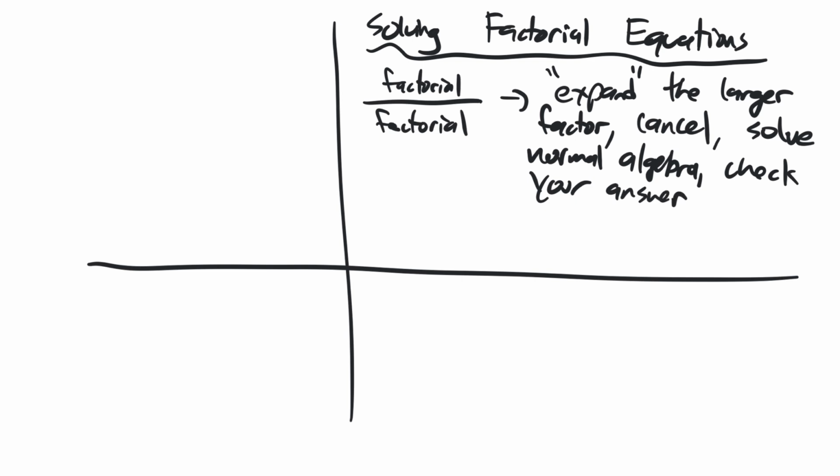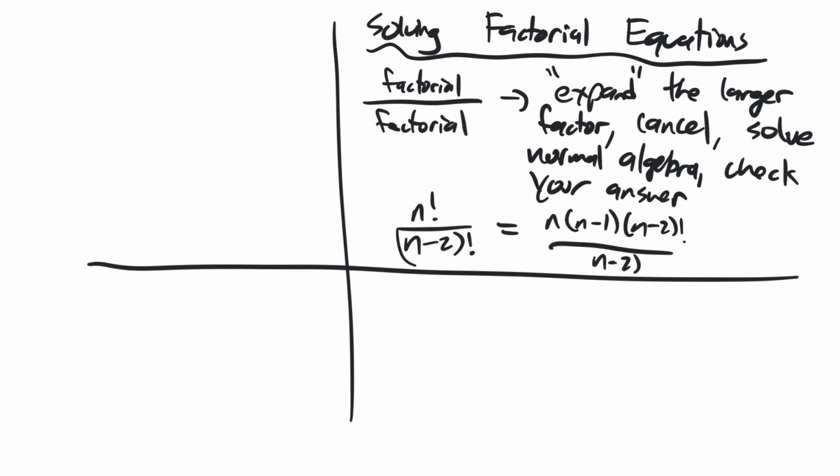So for example, if you had n factorial over n minus 2 factorial, this is the same as n times n minus 1 times n minus 2 factorial over n minus 2 factorial. So this step right here, you can think of it as breaking off the terms, or you can think of this as your expanding step.